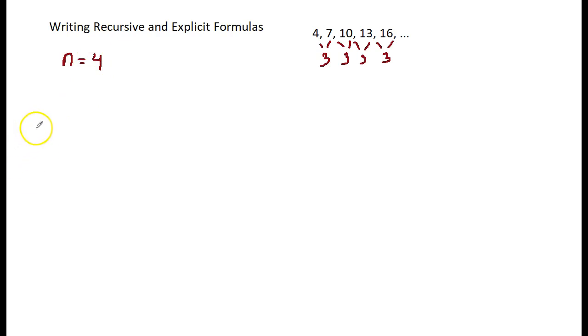Okay, so how would I get the next one? Well, I would have to say n plus 3 to get the next term. So I need both of these things, defining the first number and then my recursive rule, adding 3 to the previous. Now, that's recursive, okay? So this would be my recursive pattern right here.